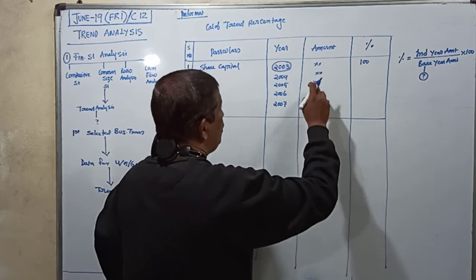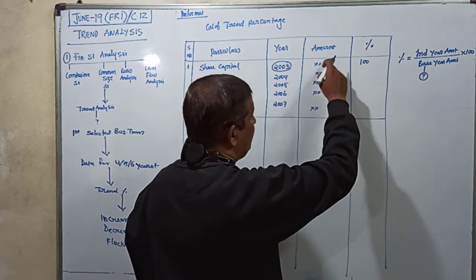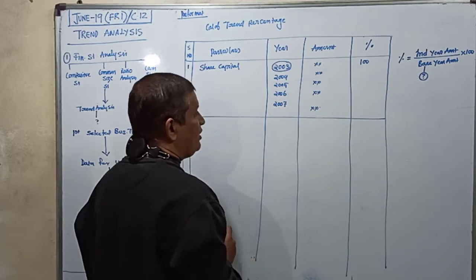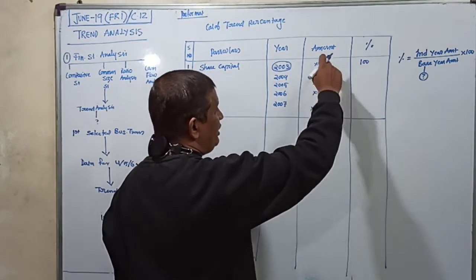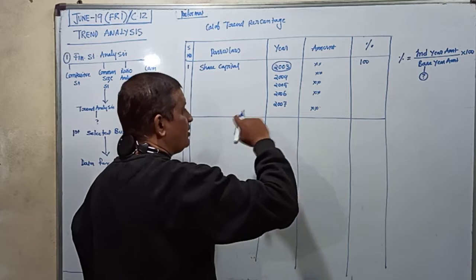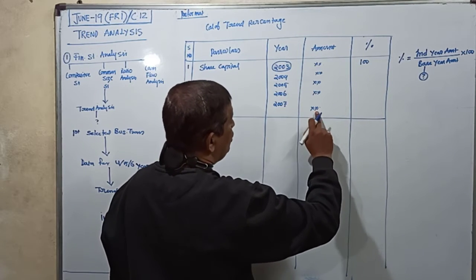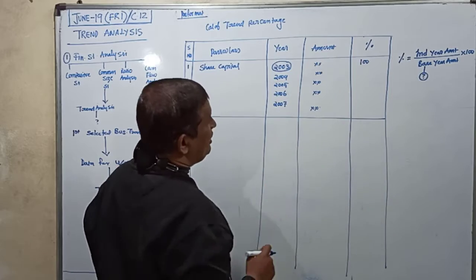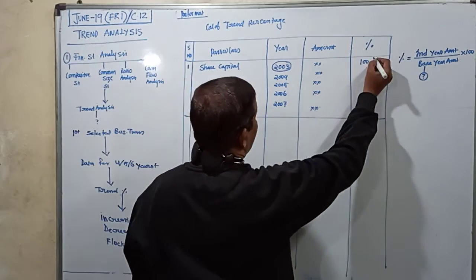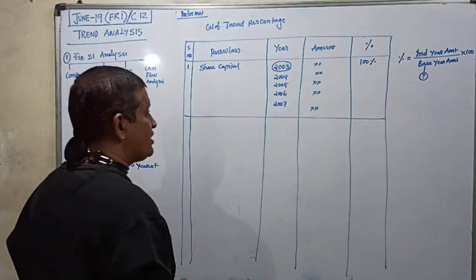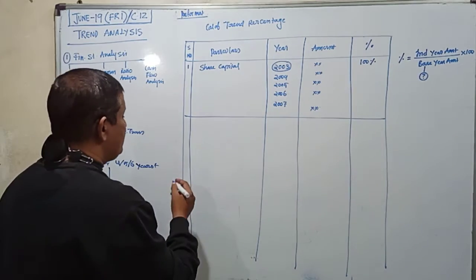So 2004 amount divided by base year amount into 100. 2005 amount divided by base year amount into 100. 2006 amount divided by base year amount into 100. 2007 amount divided by base year amount into 100. Like that you calculate the trend percentages. That's the first transaction.